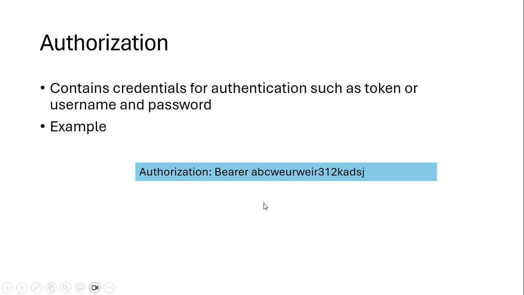Okay. So next is the authorization header. This is used whenever you are logging in as a user. It contains credentials for the authentication, such as a token or the username and the password. You can see here the key value pair of authorization and the authentication details being sent here.